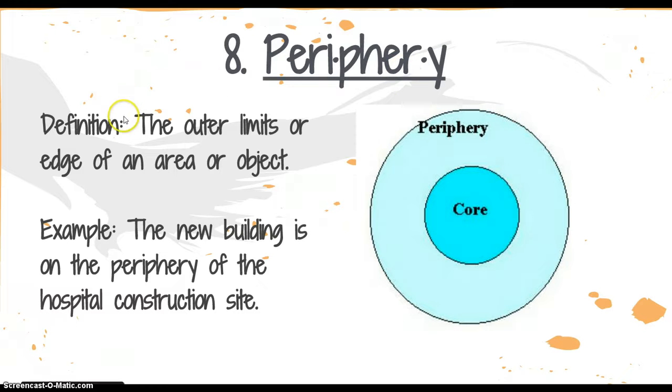Our next word is periphery, and this vocabulary word was in the definition for the word peripheral. The definition is the outer limits or the edge of an area or an object. And so this is an example picture of the earth, and it's talking about the core of the earth and then the periphery. The new building is on the periphery of the hospital construction site. So if you want to replace core with hospital construction site, the new buildings they're building are on the periphery of the hospital building site.